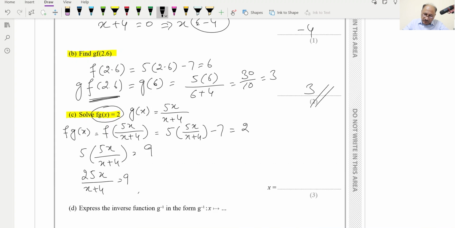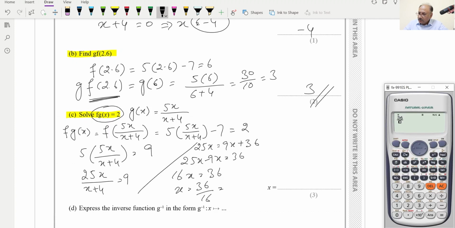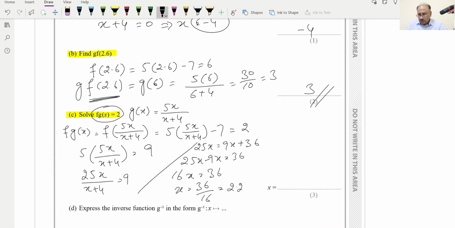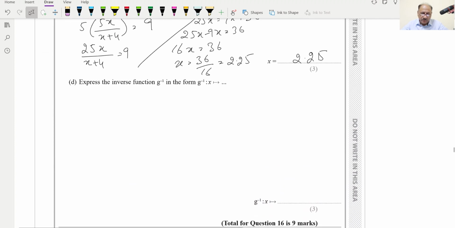And now we can basically cross multiply, so 25x is equal to 9x plus 36, so 25x minus 9x will be equal to 36. This will be 16x is equal to 36, so x is equal to 36 over 16, and 36 over 16 will give us 2.25. So 2.25 will be the final answer. This is 3 mark question. There was a little lesser space, but I have tried to accommodate within the space.